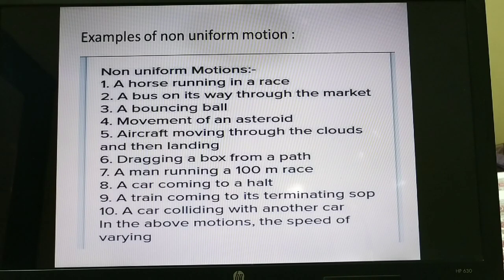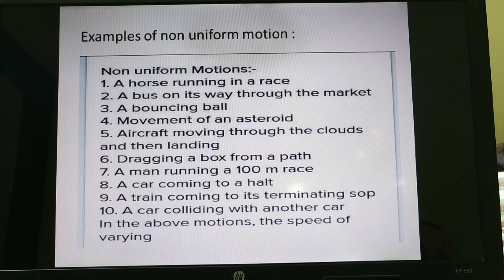No, because of his energy level, low or high. Sometimes he lowers his speed, sometimes he increases speed. A car coming to a halt, that means when a car is coming to a halt, it lowers its speed. A train coming to its terminus, a car colliding with another car. In all these motions the speed is different. So this type of motion is called non-uniform motion.